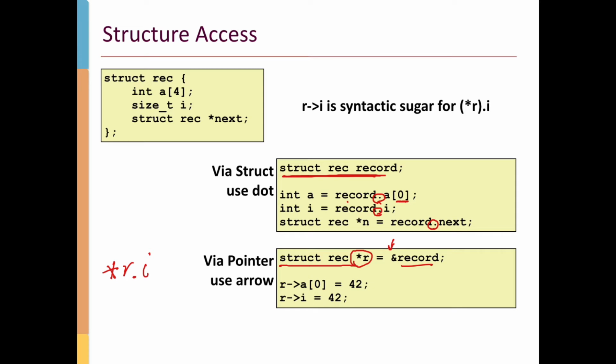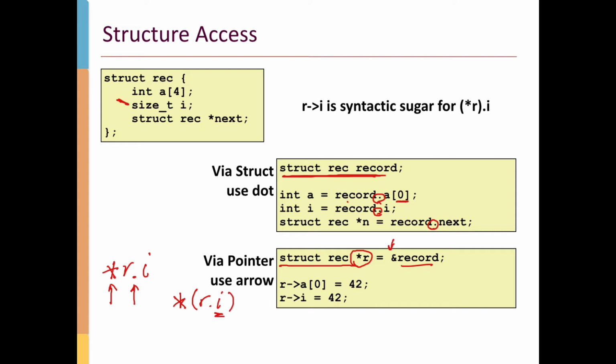Here's the problem with that. It turns out that the dot binds more tightly than the star. So if we were to write this out in full with parentheses, the way that the compiler interprets that is the thing pointed to by r dot I. Well, whatever is stored in I is probably not a pointer. In fact, it's going to be something that's of type size_t, so that's going to just be completely bogus on the face of it.